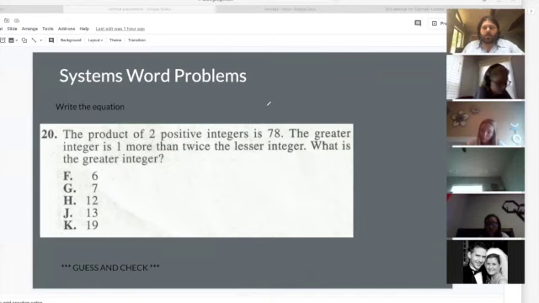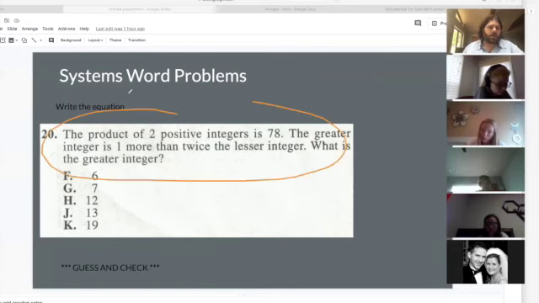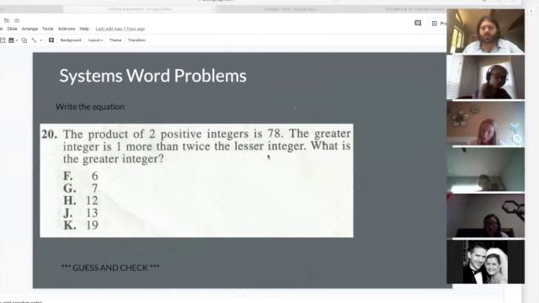All right. Dawson, are you there? I want you to help me write these into equations, okay? It says the product of two positive integers is 78. The greater integer is one more than twice the lesser integer. What is the greater integer? So let's try to write this as an equation. The product of two positive integers is 78. So how can I write an equation out of that?